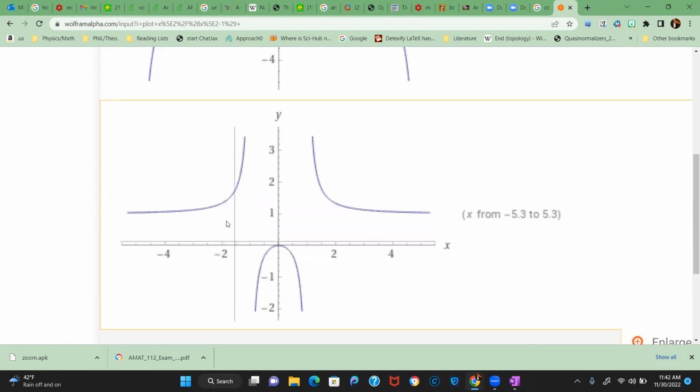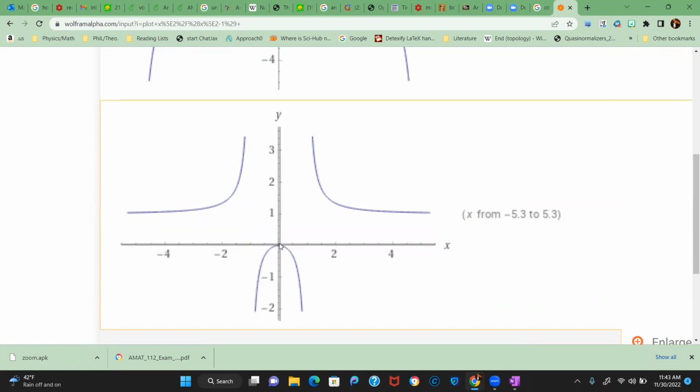Approach -1 from the left, you go to positive infinity. So that's exactly what we found. So yeah, I would start with drawing the vertical and the horizontal asymptotes. That will give you an idea of what the graph is going to look like.